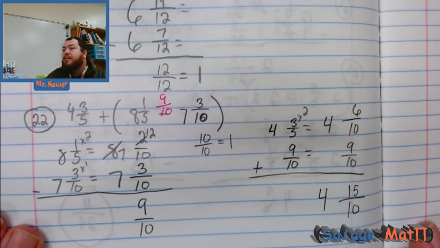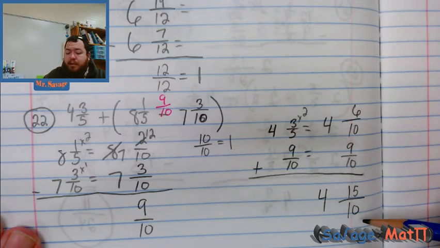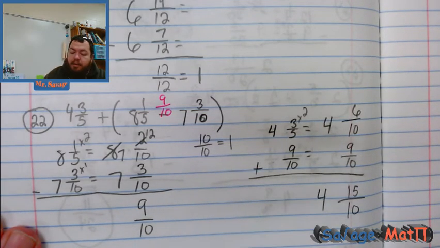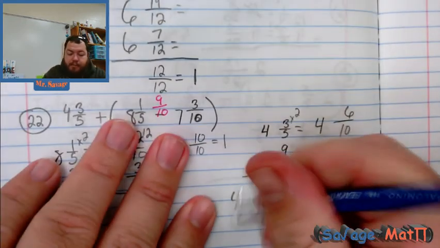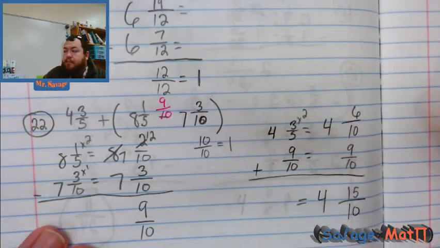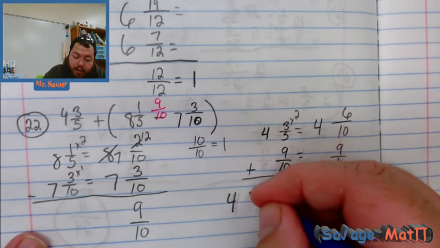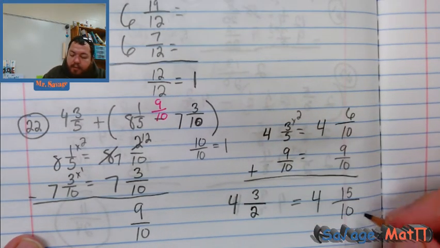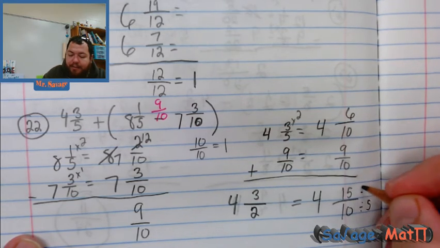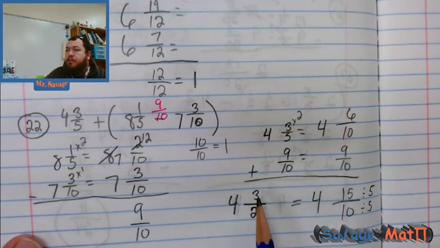Now my final thing I need to do is simplify. And the way I'm going to simplify, I know that 5 goes into 15 and 5 goes into 10. I'm going to write my new answer over here. I'm going to say 4. 5 goes into 15 three times. 5 goes into 10 two times. Basically, we're dividing by 5, dividing by 5. 4 and 3 halves.